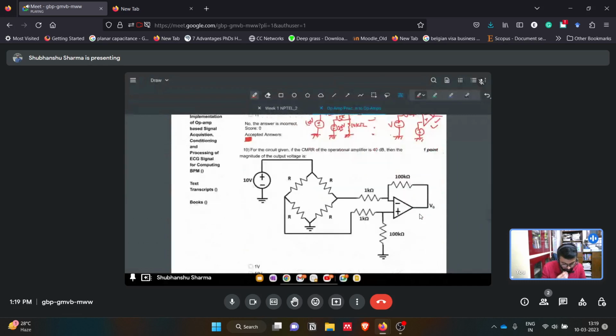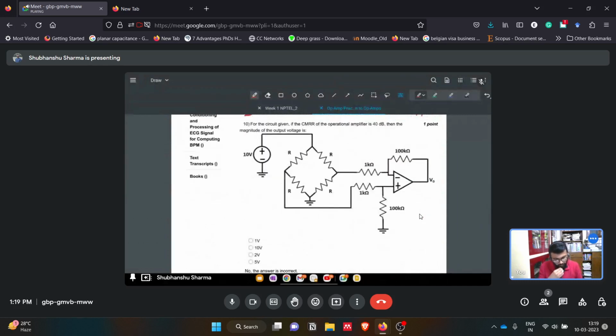Then the last question of the assignment. For the circuit given, if the CMRR of the operational amplifier is 40 dB, so they have given CMRR is 40 dB. Based on the CMRR which we use normally, op-amps normally have 90 to 100 dB CMRR. So this is quite a poor op-amp, having only 40 dB CMRR. Then they are asking what will be the magnitude of the output voltage.